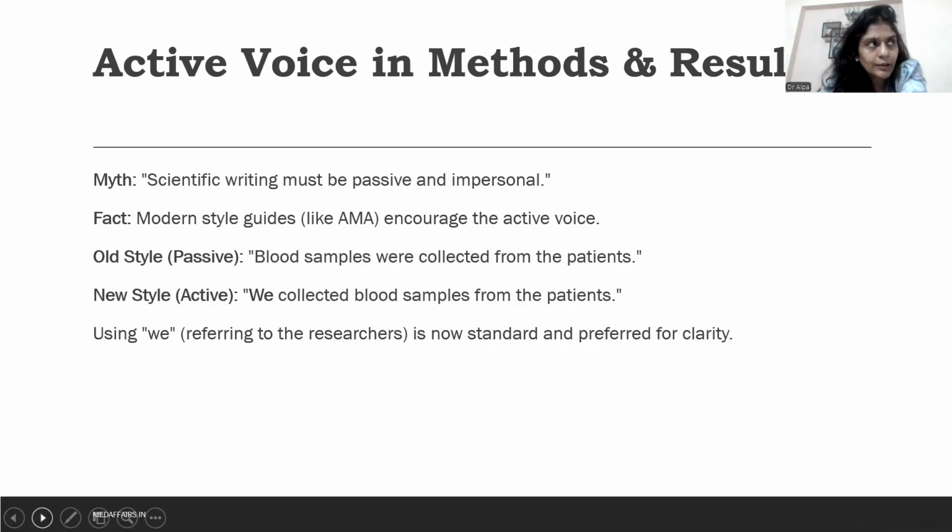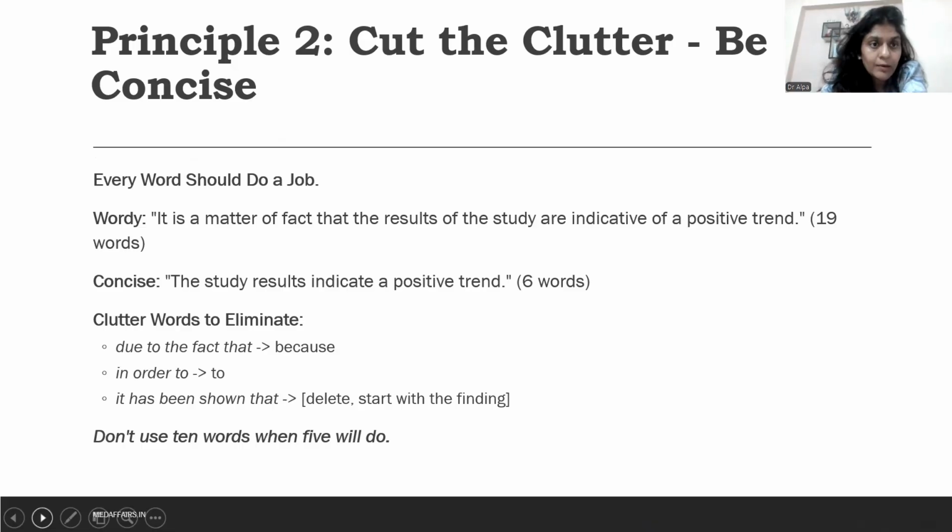So even in writing original research papers under the section on methods and results, go ahead with writing we collected blood samples from the patients instead of saying blood samples were collected from the patients. Reason being very simple. Active voice most of the times is more direct, more concise, and conveys the meaning in a clearer way. Principle 2, cut the clutter, say and write in a concise manner.